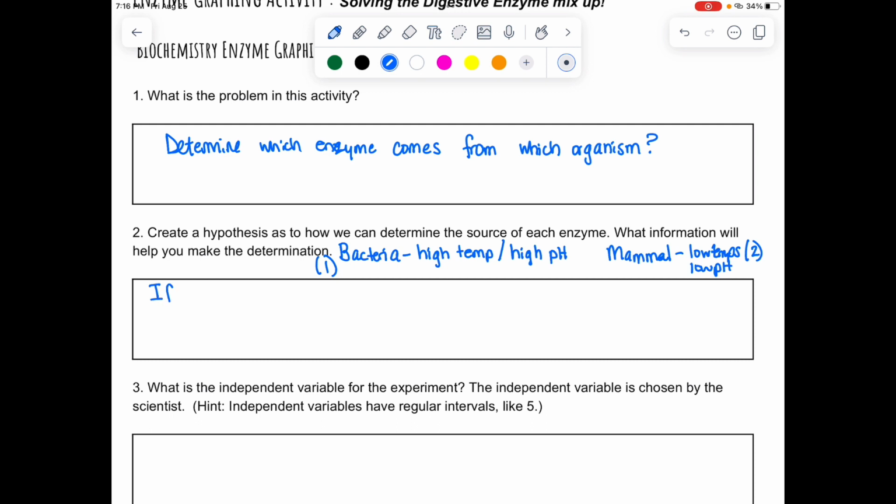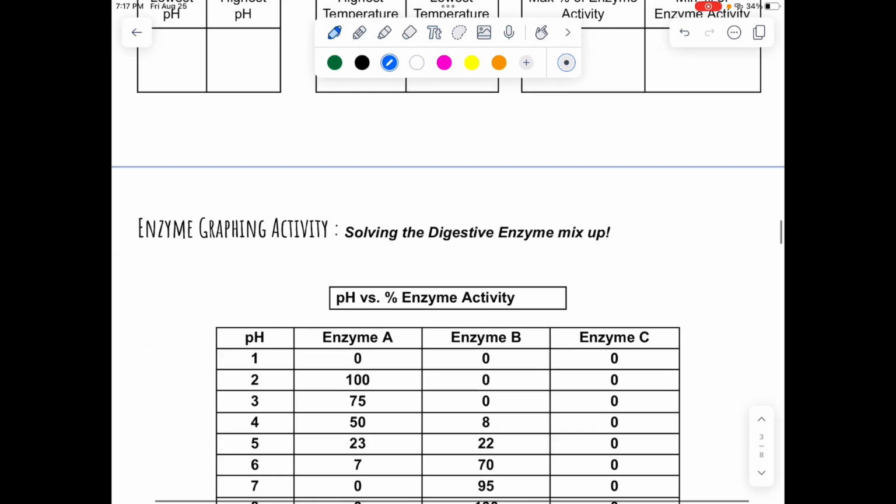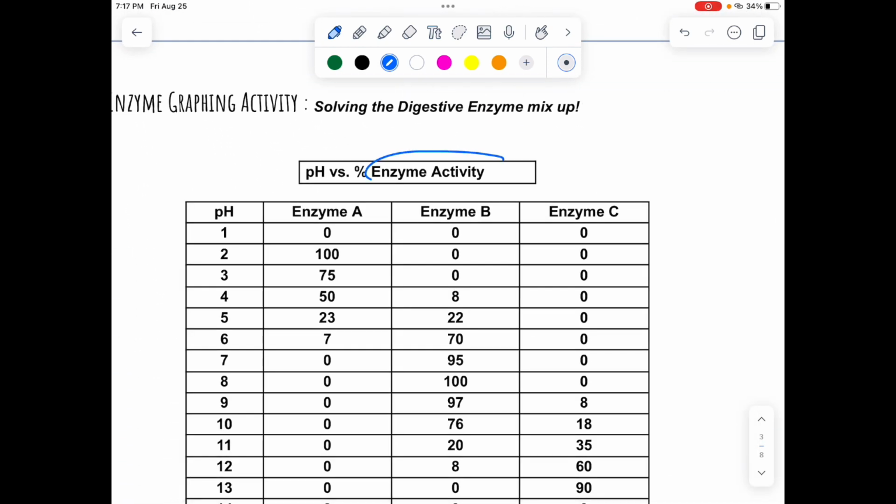So if an enzyme functions well, and if we look at our data, we can kind of see we're looking at the enzyme activity. So a high percentage of enzyme activity means that it is functioning good. So 100% would be like it's functioning really well. 0% means that it's not functioning well.